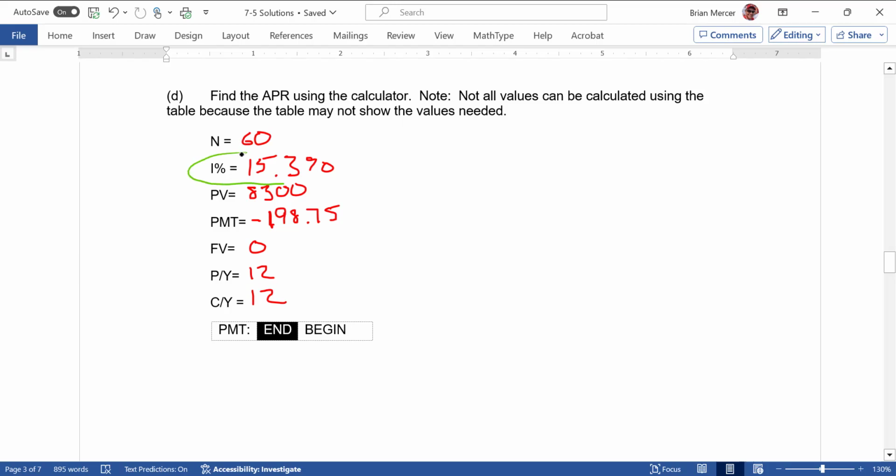So the other things we just entered, and then you do the solve. You got to remember when you're solving, you move the cursor to that location. So in other words, we move the cursor to the interest rate, and then you solve. And so that'd be the only thing that was missing.